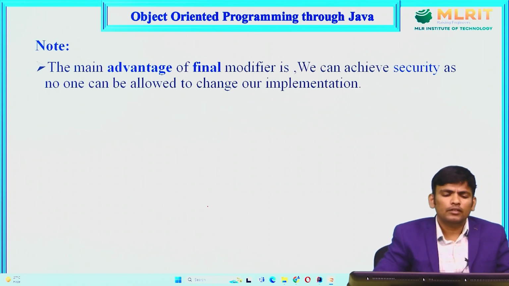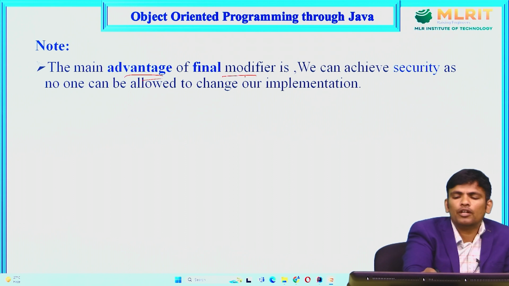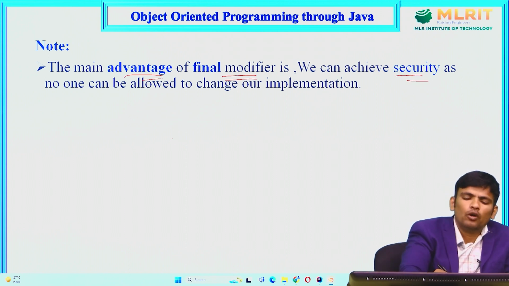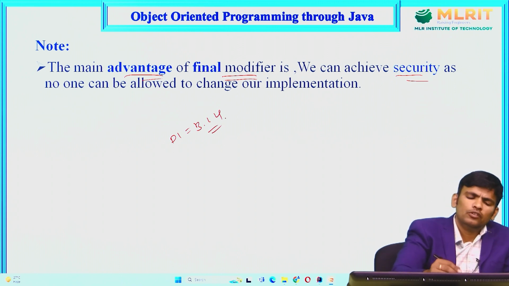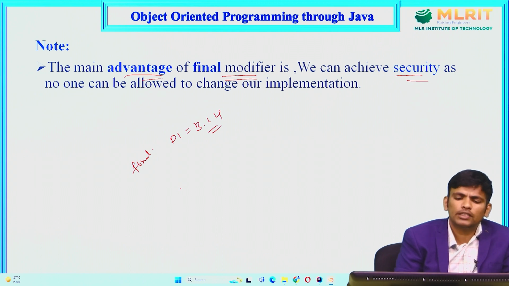Here we need to keep some points regarding the final modifier. The main advantage of using the final modifier is to achieve security. If you don't want to change a value, like the pi value 3.14, during execution of the program and want it to remain the same, you can use the final keyword. If you want to stop a method implementation, you can use a final method. And if you want to restrict child class creation, you can use a final class.